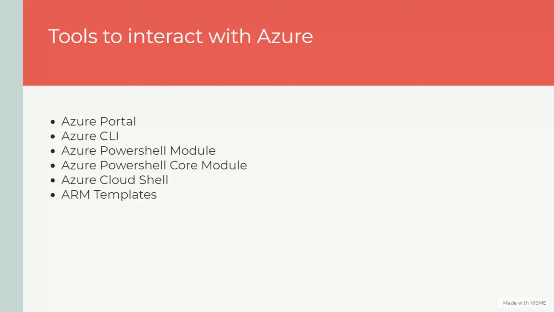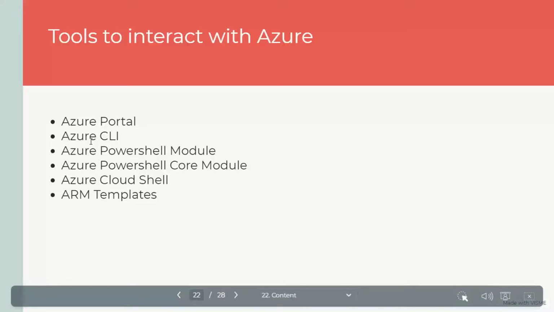PowerShell is just for the Windows platform only, so we cannot install it on any other platform. For that reason they have created one more package called the PowerShell Core module. The PowerShell Core module supports all the platforms, like Windows, Linux, and Mac.